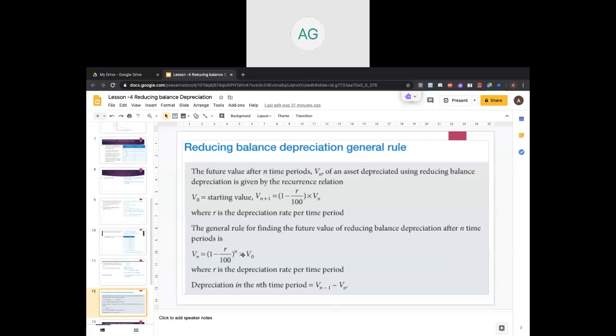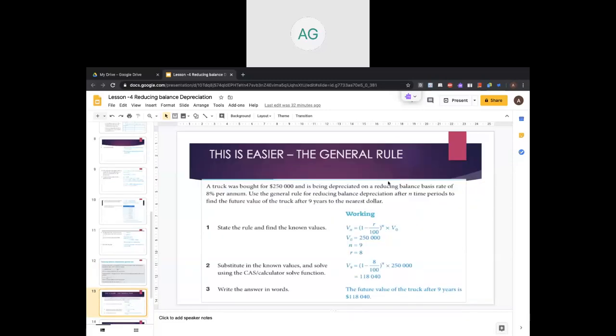So irrespective of whether you're using the recurrence relation or the general rule, you still get the same answer, but they are used in two different forms. So you can straight away apply that general rule if in a question you've been asked, okay, what will be the depreciation after 10 years? So you just substitute the rate given here and the number of years here times your original value. So that's how you can use the general formula. So this is really easier, as I said.